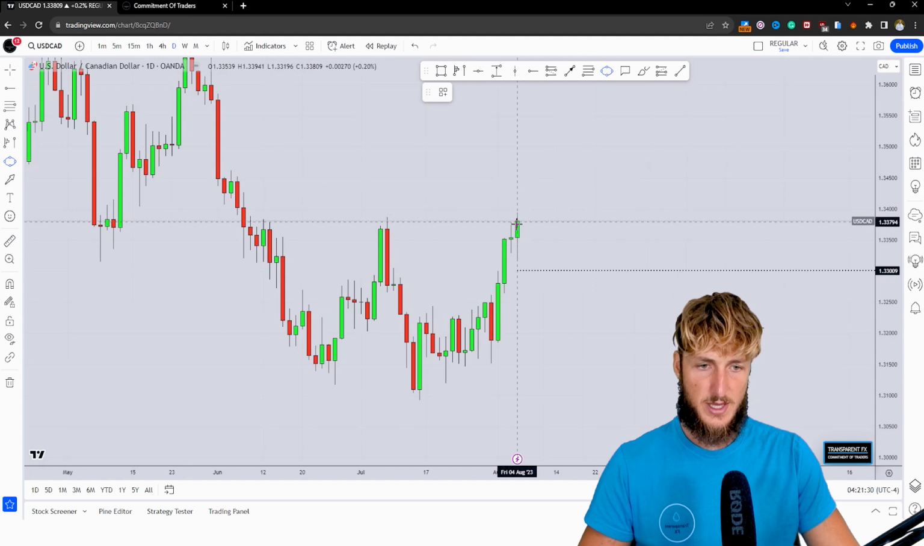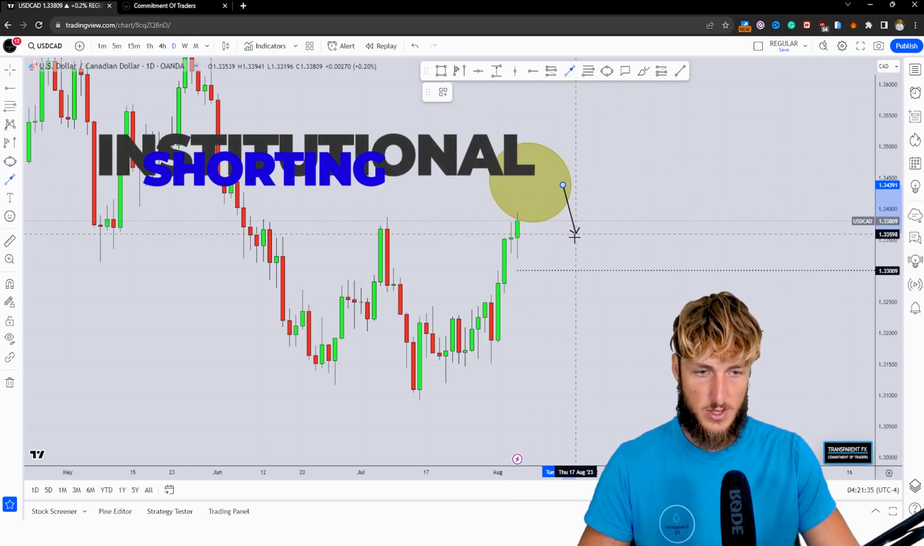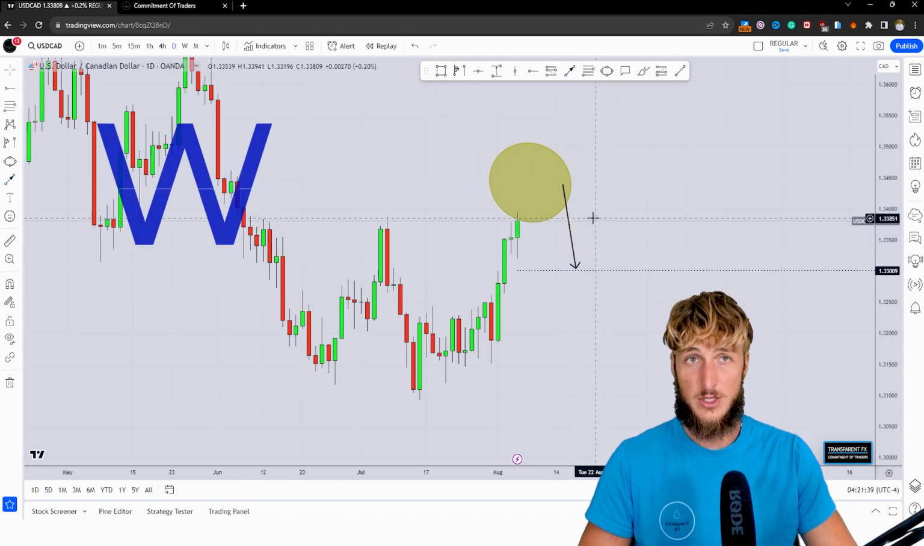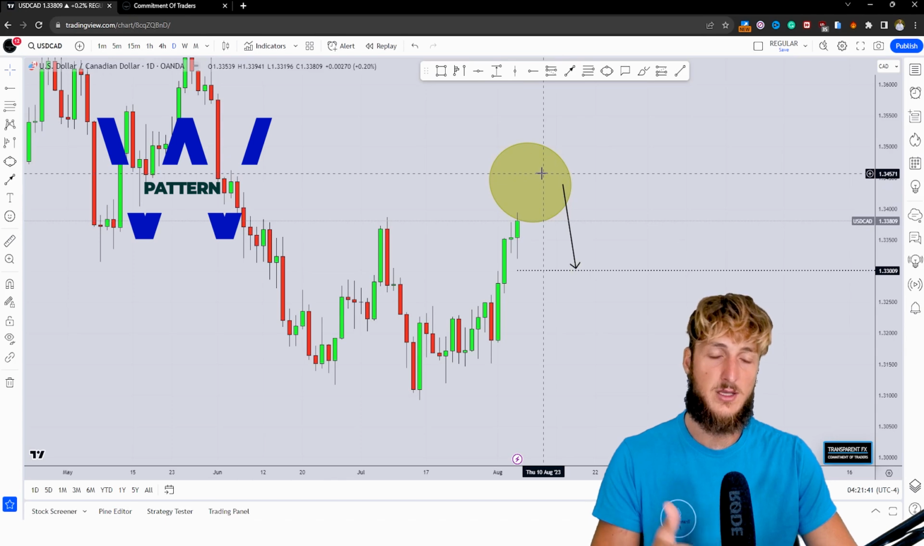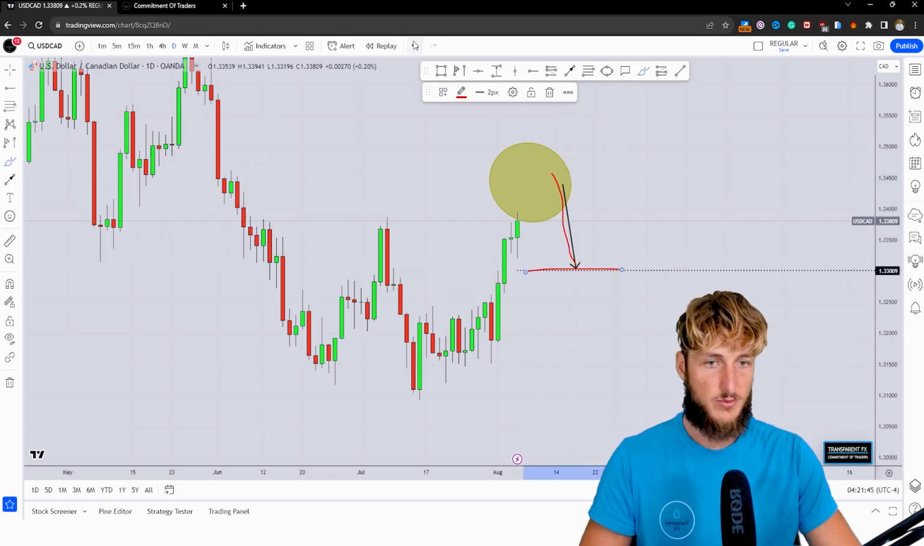So what we could expect here is to see more potential institutional shorting inside of this zone, pushing the price lower for the completion of this overextended W formation and rejecting the monthly and weekly resistance levels all the way down to this 0.32 Fibonacci.